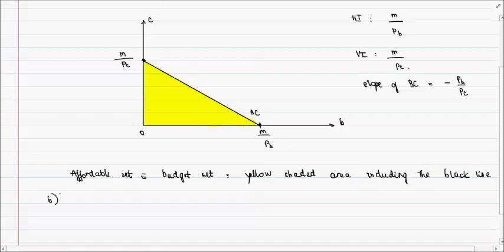Alright, so part B asks you to assume that Gabrielle chooses a consumption bundle M, including BM and CM, which lies on her budget constraint, which is on the black line, but for which the marginal rate of substitution is greater than the relative price. So talking about the marginal rate of substitution, we're talking about the slope of the indifference curve.